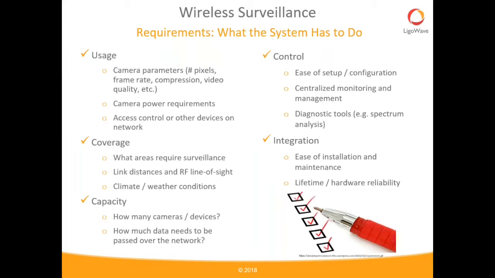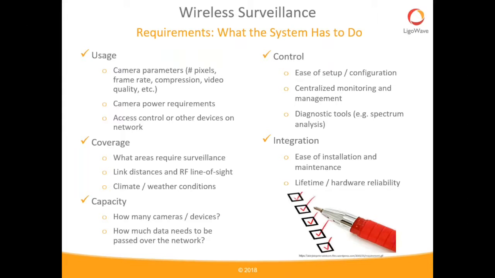We then want to look at coverage, which is what are the areas that actually require surveillance? Where do you need those cameras to look? How many cameras do you need? What are the link distances and what's the RF line of sight? I'll talk a little more about RF line of sight versus visual line of sight later on. I also want to look at the expected climate and weather conditions, because that will factor into what kind of access point I pick and what kind of outdoor weather rating it's going to need. That will depend very much on the environment where it's going. I need to look at capacity. So how many cameras, how many devices are going on this network, and how much data needs to be passed over the network. It doesn't just stop there, because I also have to look at control and integration requirements.